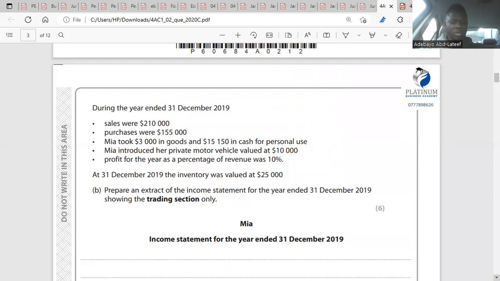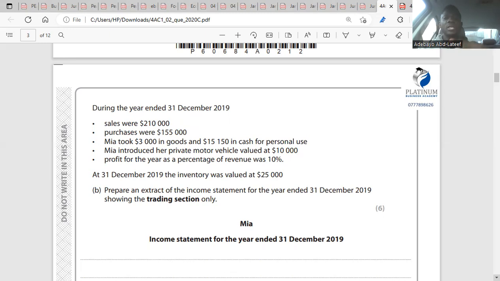Now we have additional information. They said sales were $210,000. Purchases were 155,000. Maya took 3,000 in goods and 15,115 in cash for personal use. In goods, that is goods for own use. In cash, that is drawings. Put that in your mind. For the goods, we call it goods for own use. In cash, we call it drawings.